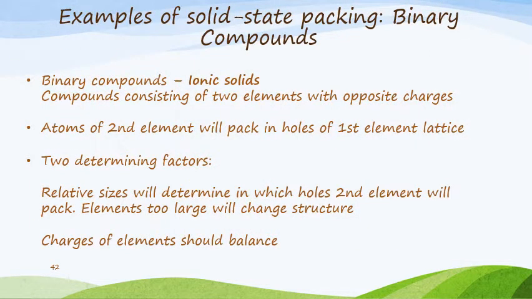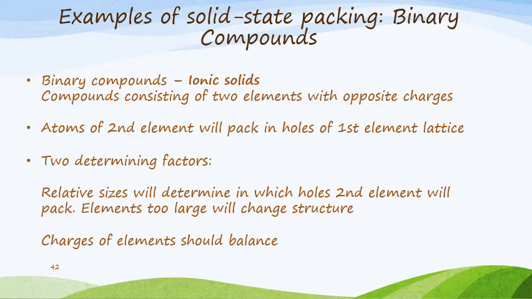All right, what I'm going to go through with you now is binary compounds, which are basically ionic solids, and just show you some examples of the solid state packing for some of them. Binary compounds, as you learned in first year, are compounds consisting of two elements with opposite charges. So, for example, sodium chloride. The atoms of the second element will generally tend to pack in the holes of the first element's lattice.